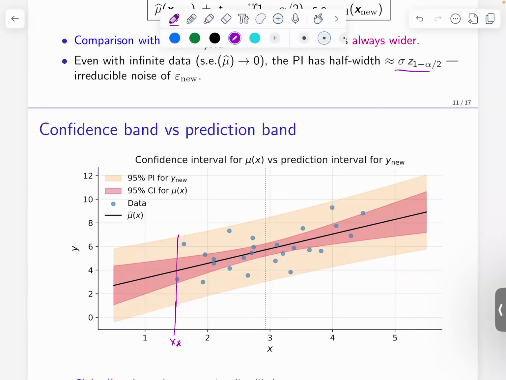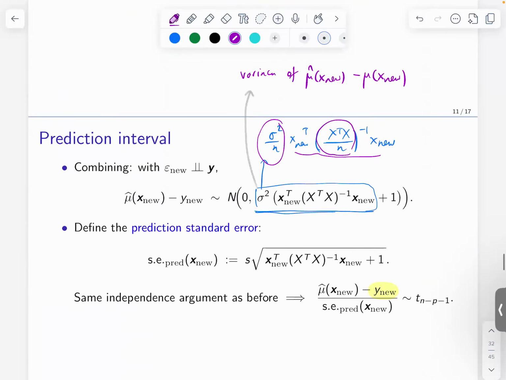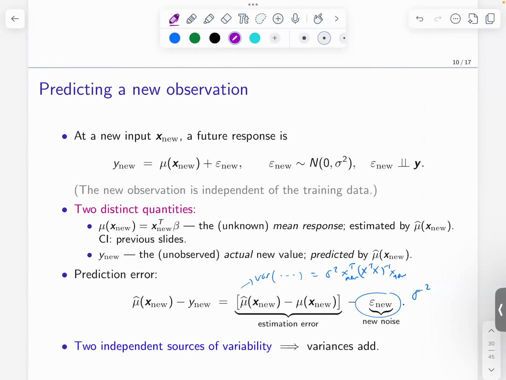The only new idea here is that if you try to predict a new observation, you have this extra noise, and you have to account for that, which adds variance of sigma squared, and so you get a wider band. Nothing else is really new in the rest of the construction. So, questions?